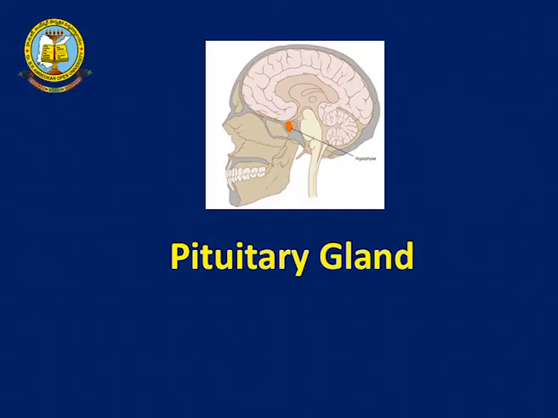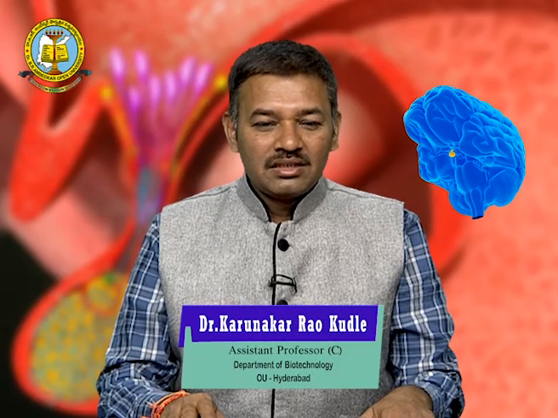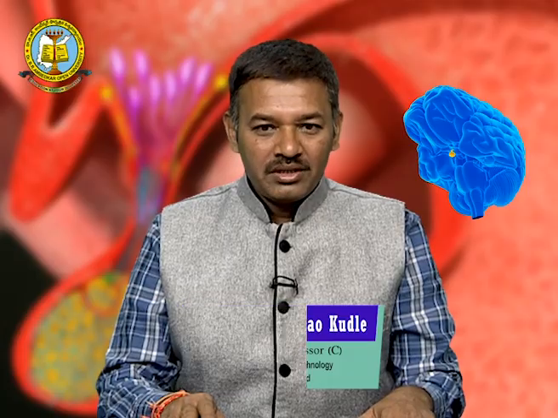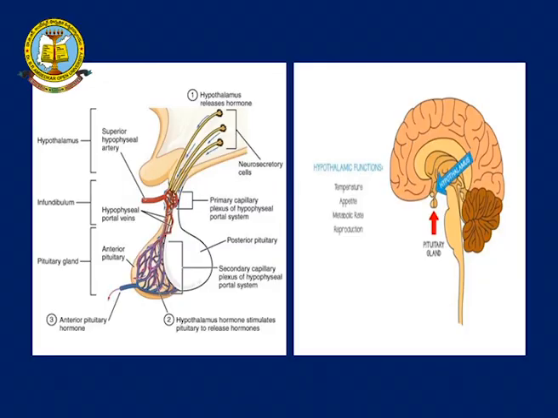Hello students, today we are going to discuss the pituitary gland. The pituitary gland is a very active gland in the human body. It is present in both males and females. It is mainly in the brain region, near the hypothalamus region.